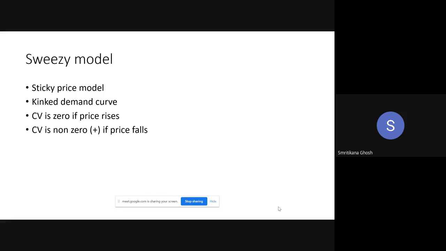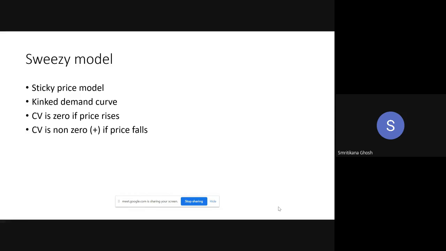They are moving along a range. It's not like overnight it will double. It's very rare. In general, the price is sticky. So actually, the Sweezy model is called the sticky price model. It is trying to explain why the price is not changing. So in that sense, it is a bit realistic in nature. It's based on the concept of the kinked demand curve.